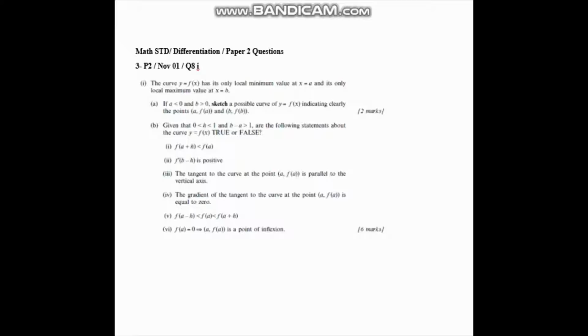So, the curve y equals f of x has its only local minimum value at x equals a and its only local maximum value at x equals b. If a is less than 0 and b is greater than 0, sketch a possible curve of y equals f of x, indicating clearly a comma f of a and b comma f of b. So we need to provide a sketch where at x equals a there is a minimum point and at x equals b there is a maximum point, knowing that a lies on the negative x-axis whereas b lies on the positive x-axis.